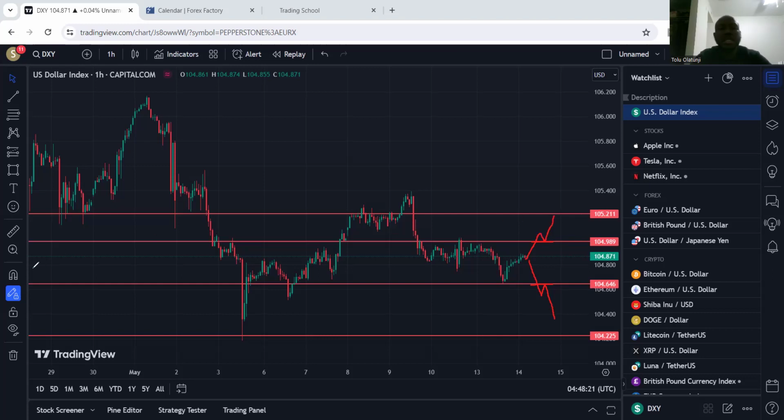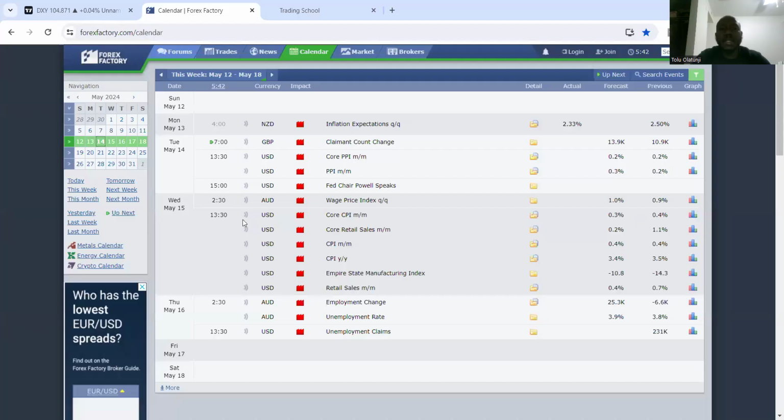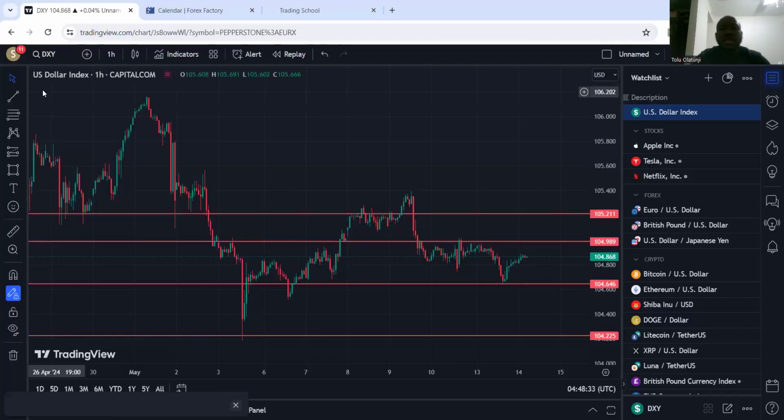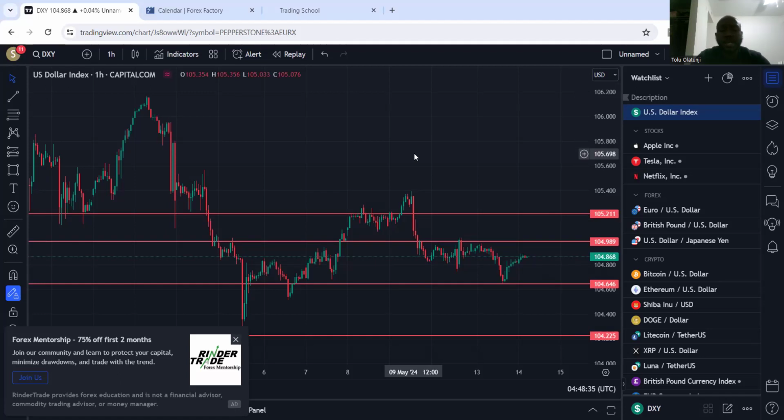Now, no matter what the case might be, you need to always ensure you check the calendar, because prior to that 1:30 p.m. and then 3 p.m. as well, there's going to be volatility with respect to the DXY.